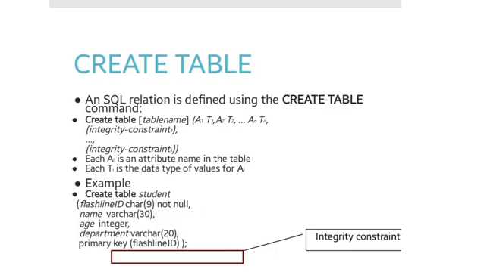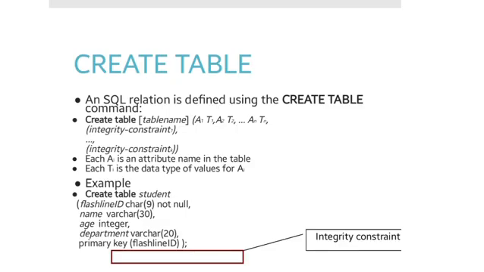If you want to create a table student, we will give the SQL command as create table student, open bracket, ID char of 9 not null, name varchar of 30, age integer, department varchar of 20, primary key ID. So student indicates the table name, ID indicates student ID.